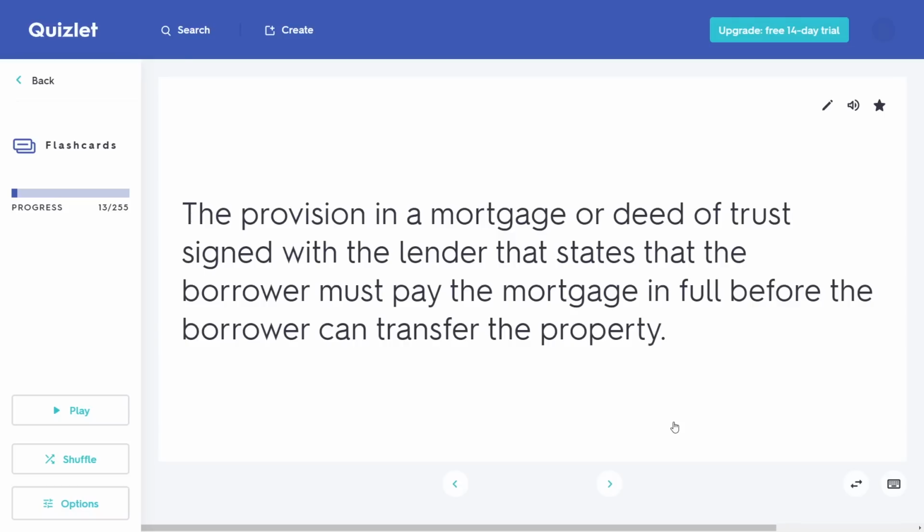So it connects to the alienation term that we talked about previously because it's transferring property, but this is more specific to a contract, more specifically a mortgage or deed of trust. And it basically states that once somebody pays off their mortgage in full, they will then earn the right to the property and then it'll be transferred. So simple, but kind of complex at the same time, but important to know.